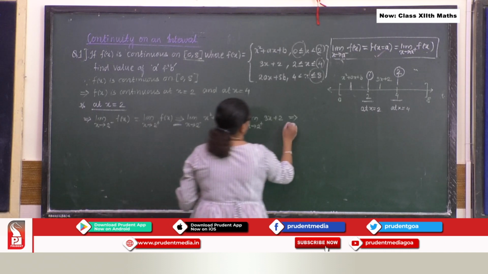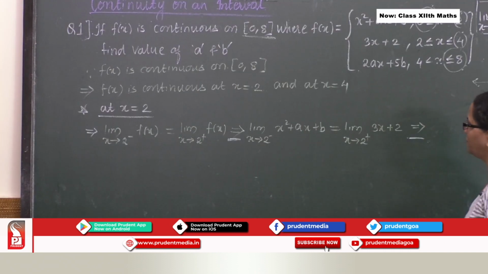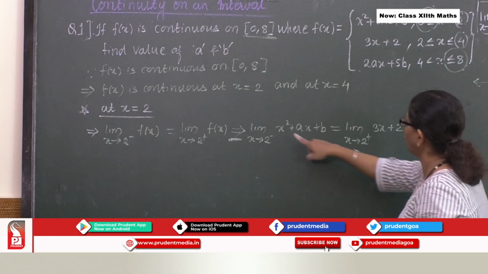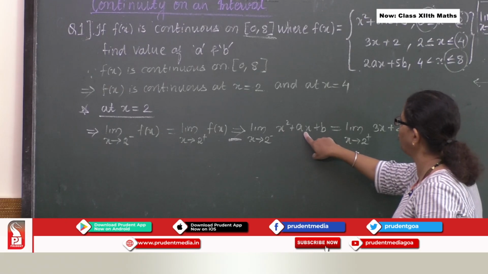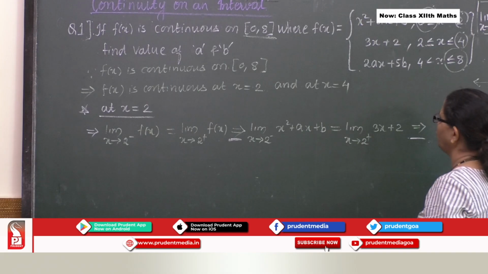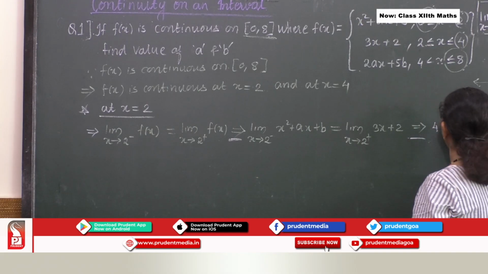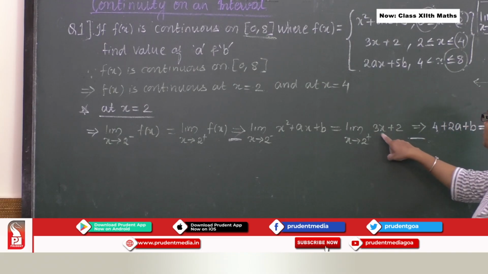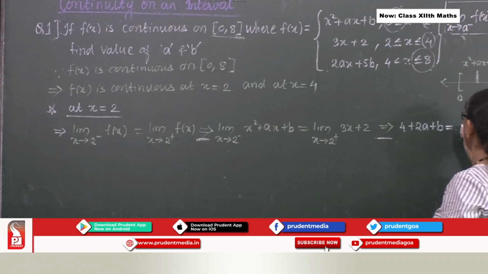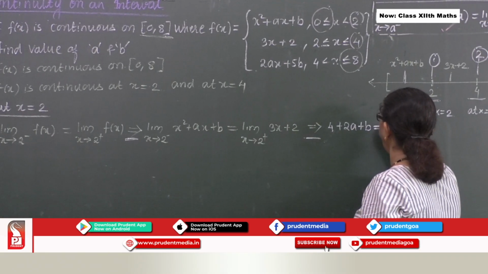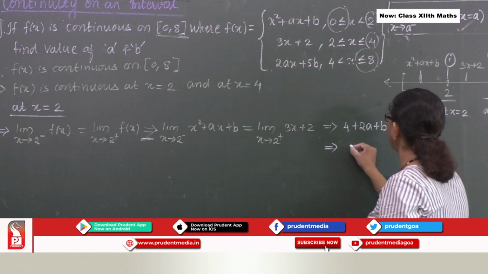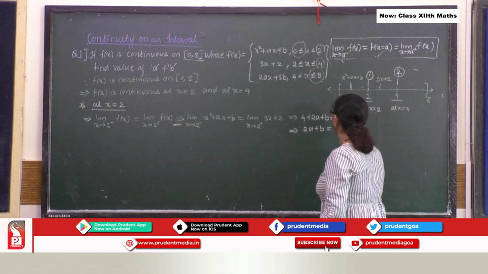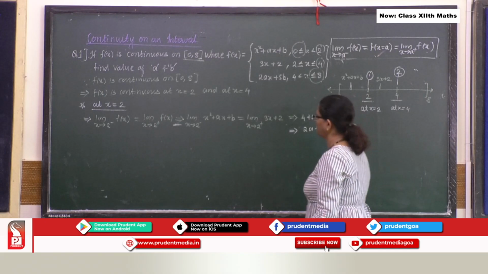Which implies, just substitute x equal to 2. What do you have there? You have 2 square, so 4 plus 2a plus b equals 3 twos are 6, 6 plus 2 is 8. So I get 2a plus b equal to 8 minus 4, so you get 4. Over here, this is my equation 1.